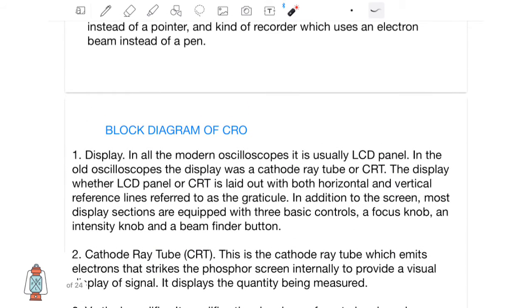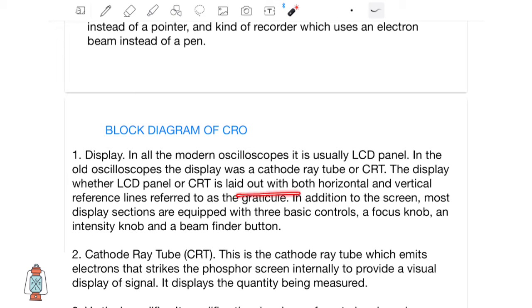So here you can see, first part is display. In modern oscilloscope, it is usually an LCD panel, the LCD TV you also see in your homes. In old oscilloscope, the display was a cathode ray tube or CRT. Old ones, और जो हमारे कॉलेज की लैब में हैं, they are CRT based.